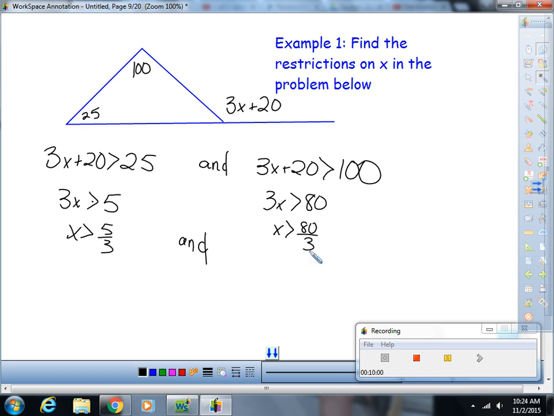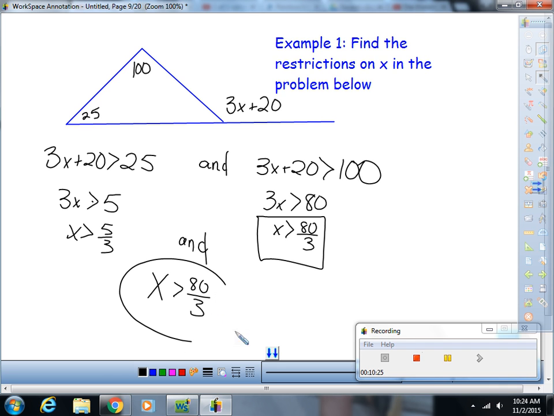So we know that x has to be bigger than 5 thirds and x has to be bigger than 80 thirds. In order for that to happen, we just take the one that's more exclusive, so x has to be bigger than 80 thirds. Because if it's bigger than 80 thirds, then it's also bigger than 5 thirds. Boom!